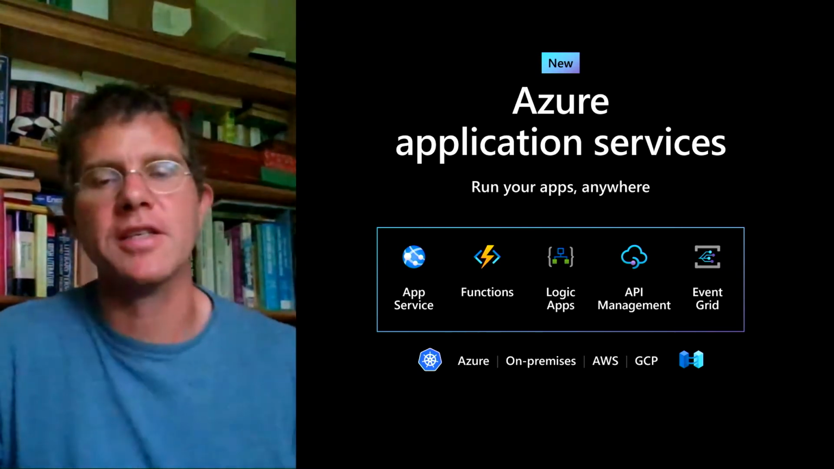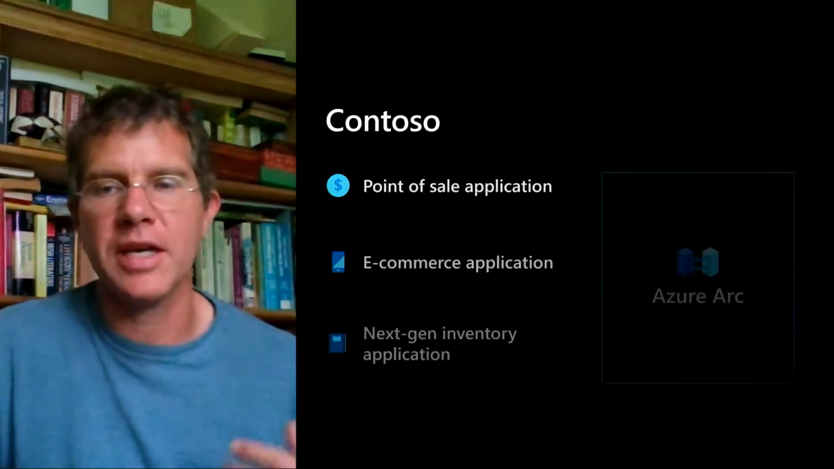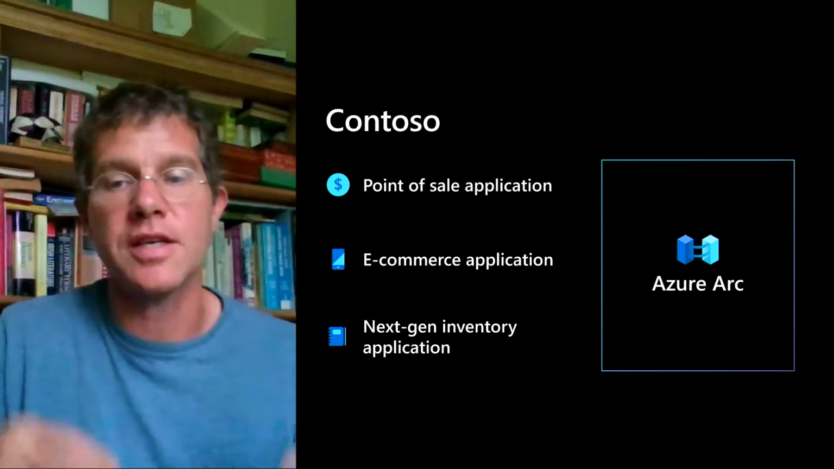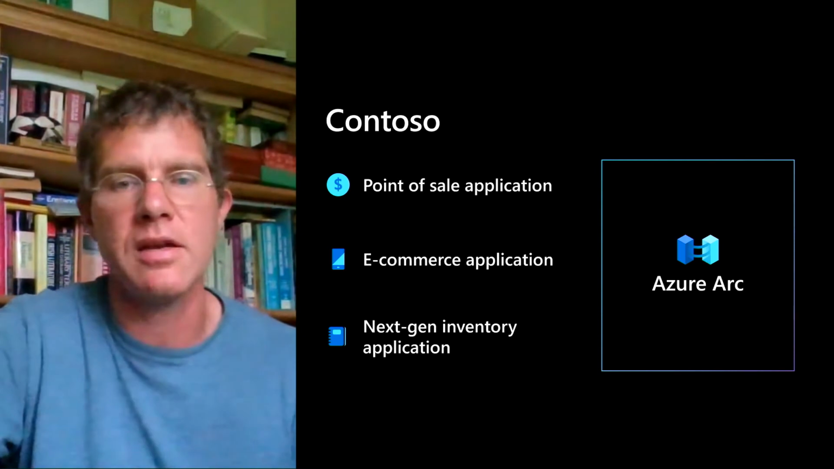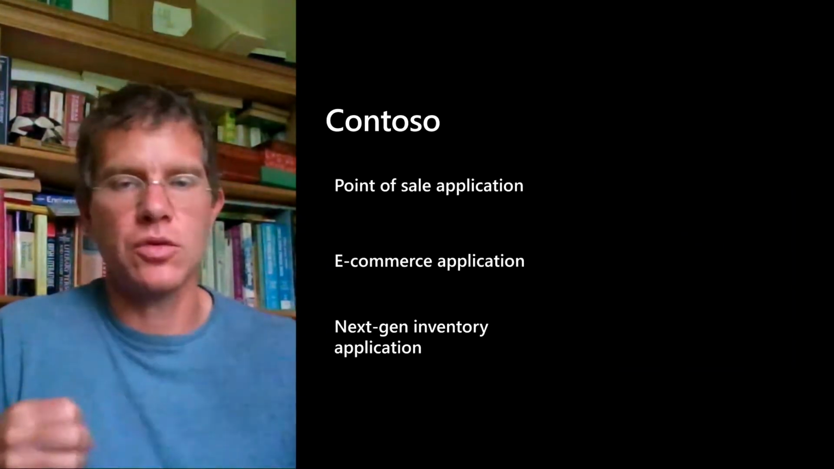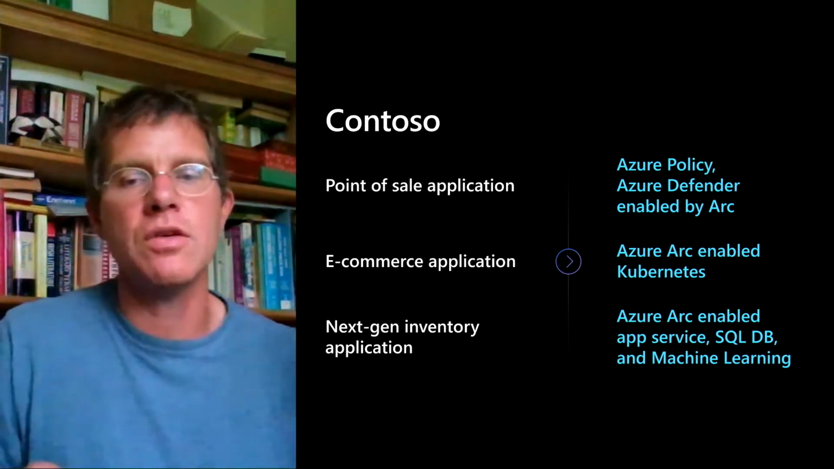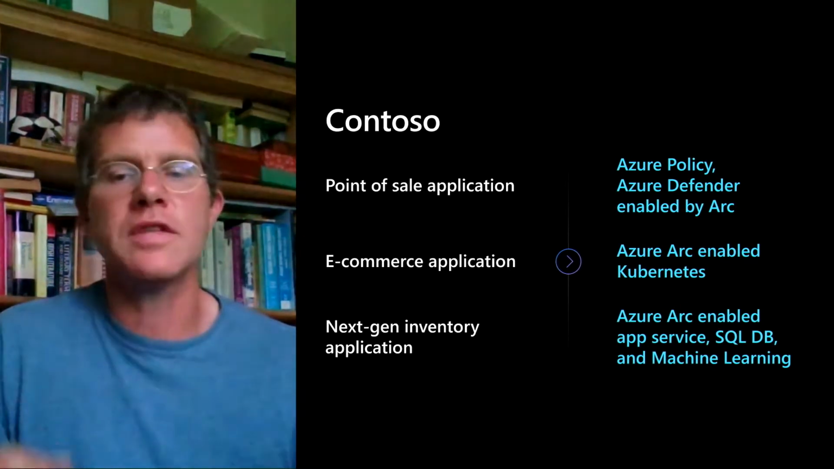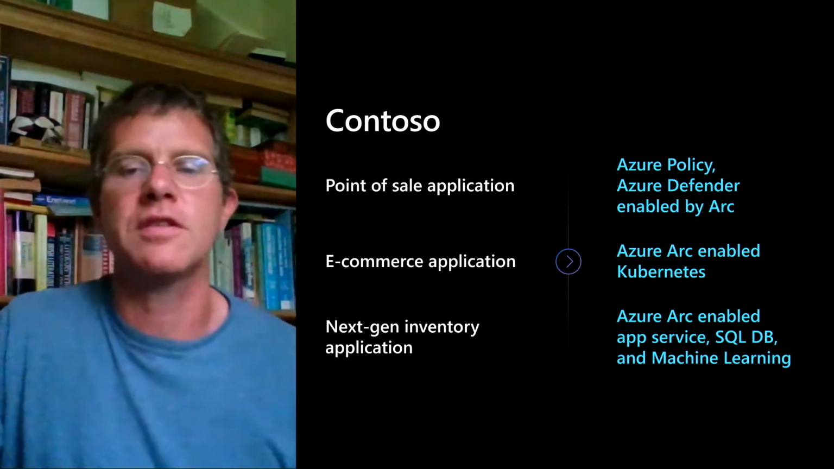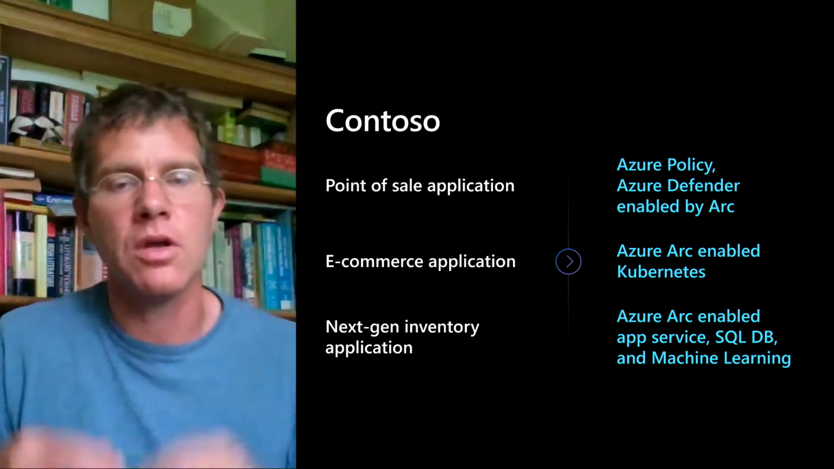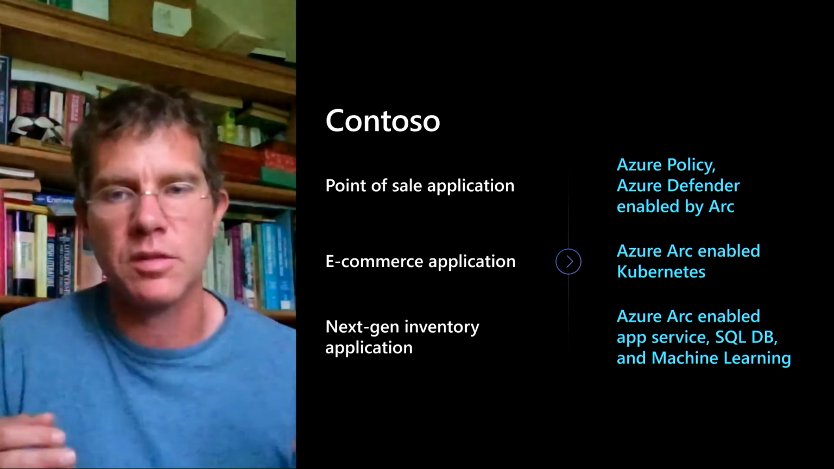So if we return back to Contoso and our applications, I want to talk about how they can leverage Azure Arc to meet those business needs that they had. So they can use Azure Policy and Defender to make sure they maintain security. They can use Arc-enabled Kubernetes to get rapid application deployment. They can use these Arc services, from app services to SQL DB and machine learning, to take advantage of the best of Azure, no matter where their application happens to be running.